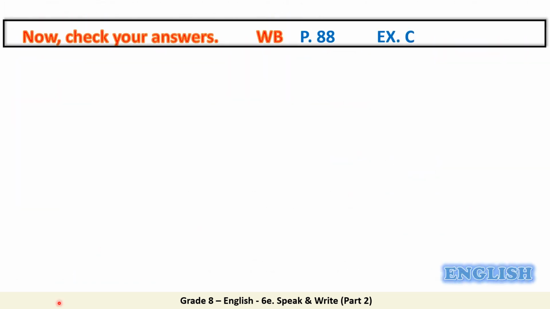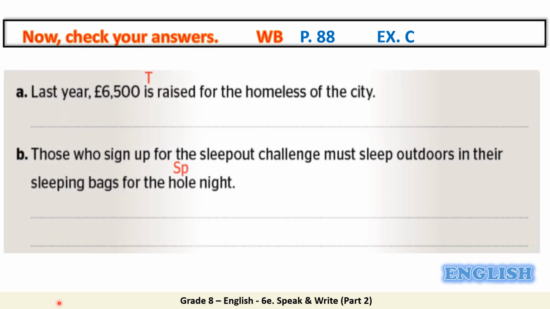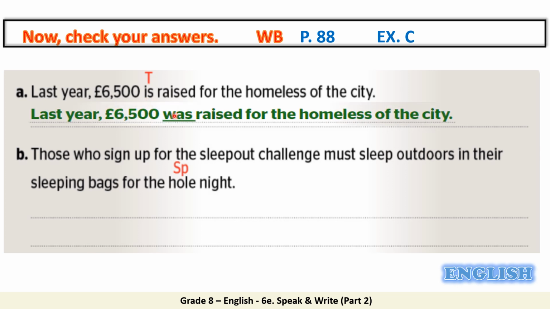Now you can check your answers, my students. Let's start with sentence A. Look at the T. It means tense. So we have a grammar mistake related to the tense. We have the phrase last year. This is a past simple expression or time marker. So we shouldn't have is here. We should have was because of last year.